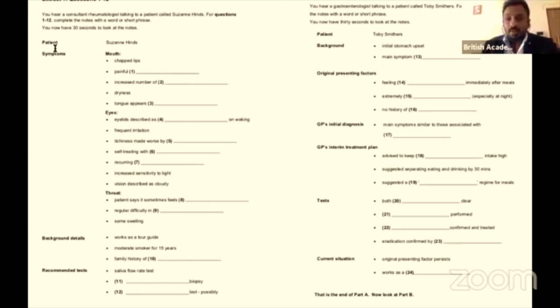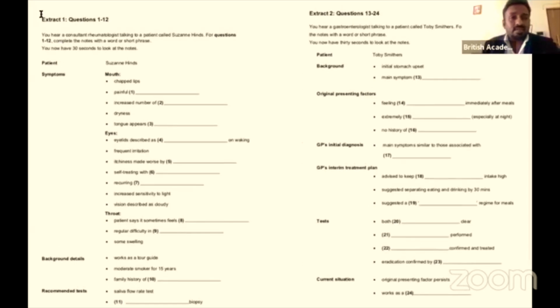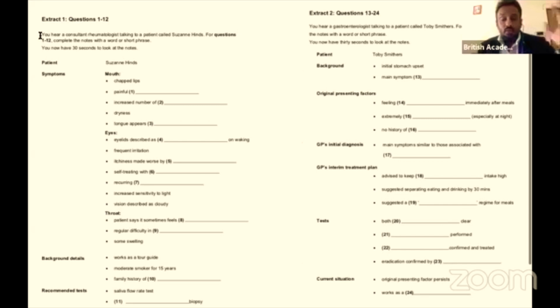See, now initially in part A, you get to know about things such as these kinds of sentences you would see in the beginning. They would say that you hear a consultant rheumatologist talking to a patient called Suzanne Hines. For questions 1 to 12, complete the notes with a word or short phrase. And then they would give you 30 seconds to look at the notes. So you should make sure to utilize this 30 seconds first to look at the left hand side. Those are your signpost words.